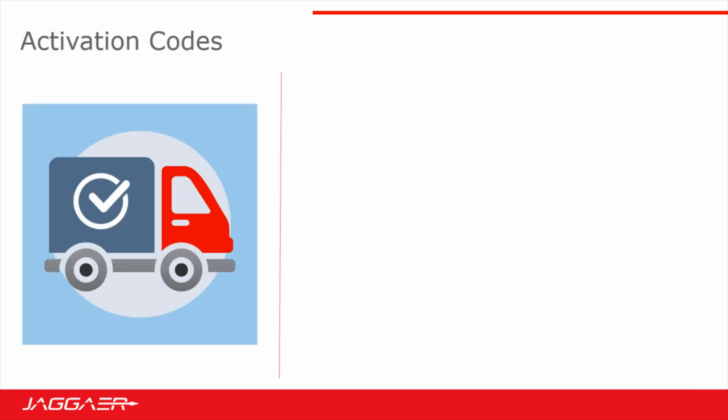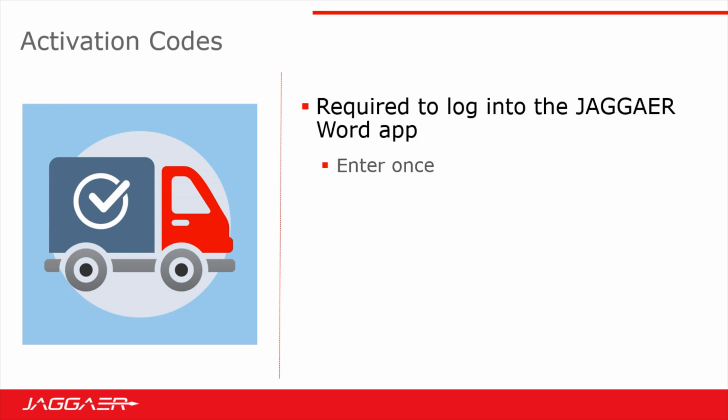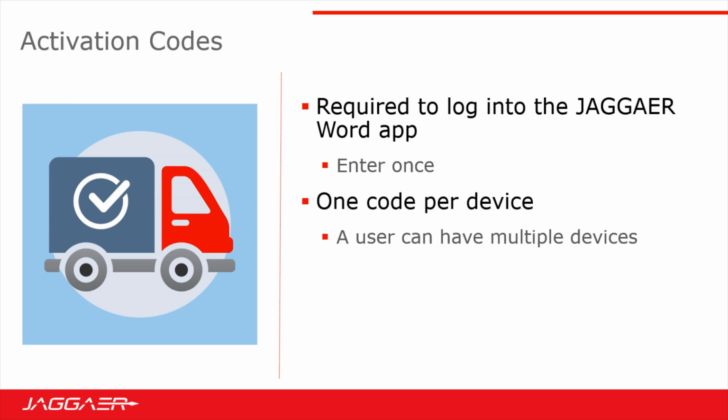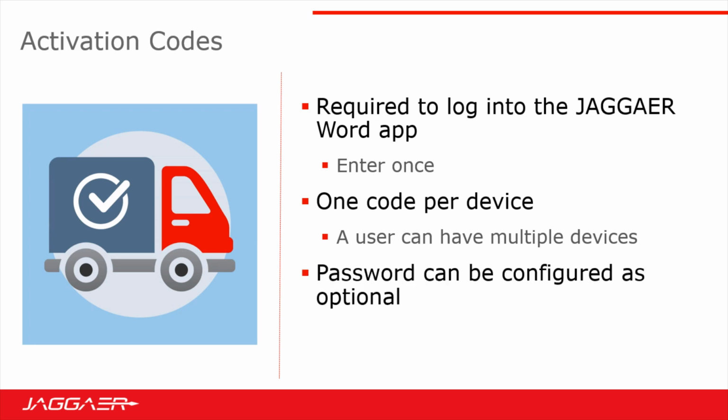Activation codes are what connects Microsoft Word and the Contracts Plus solution. A few things to know. The code is required to log into the Word app because it's what allows the Word app and Contracts Plus to communicate, but you only have to enter the activation code once. You can have one code per device. So know that you can have multiple devices, but each device needs its own code.